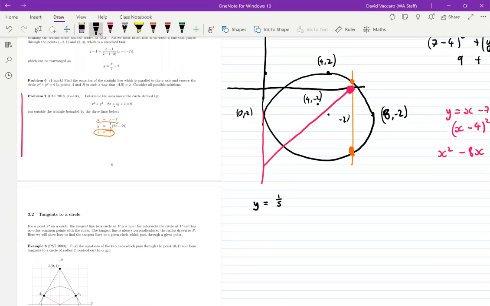Y equals 1/5 (2x subtract 29). So this is 0, -7. And then we've got -29/5. So that's -29/5. And then we've got a gradient of -0.5.